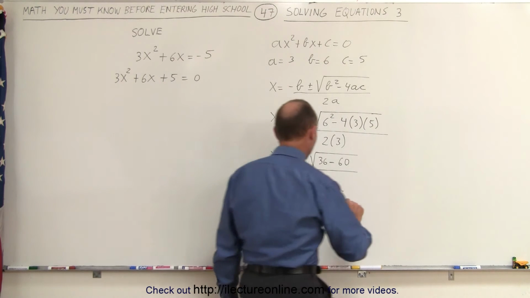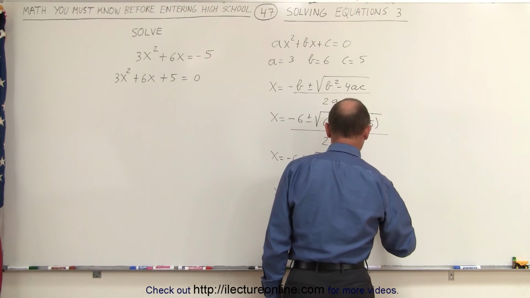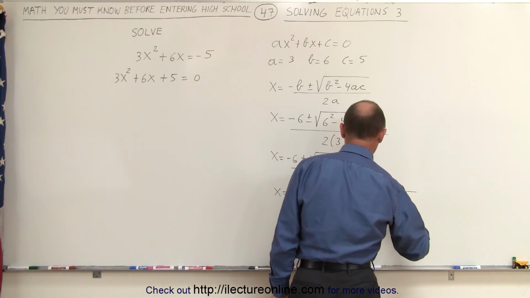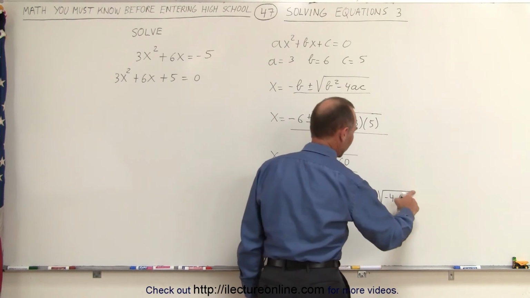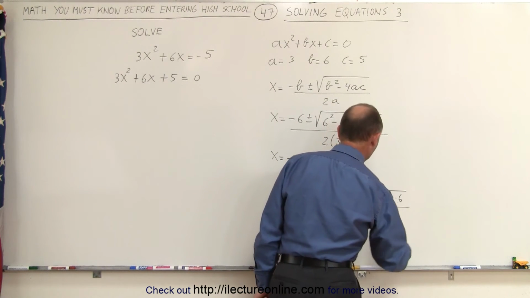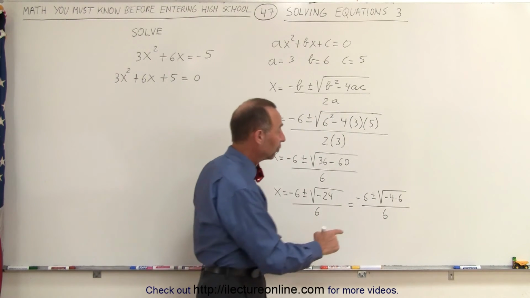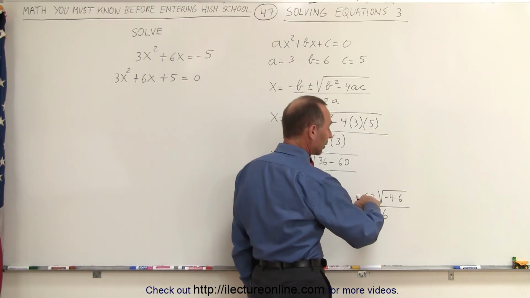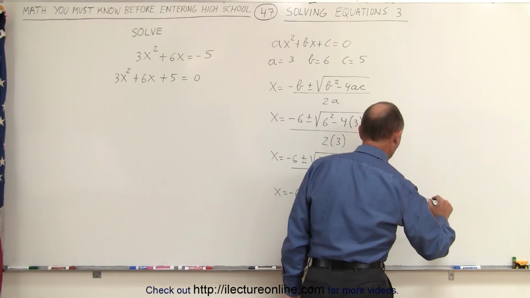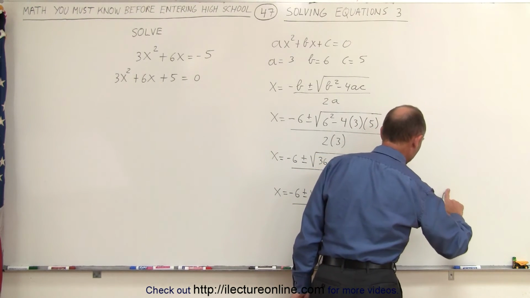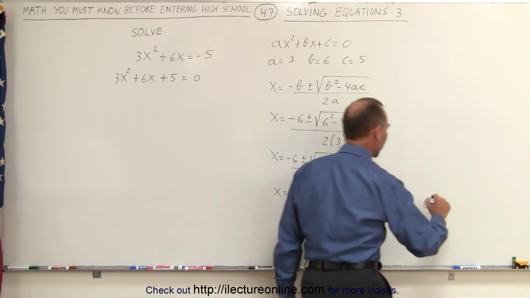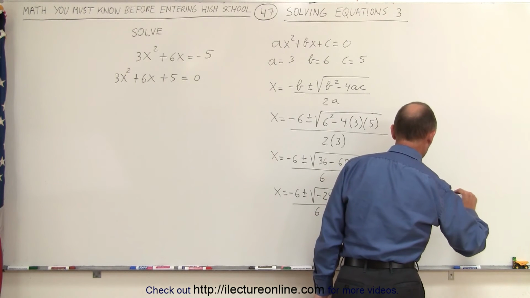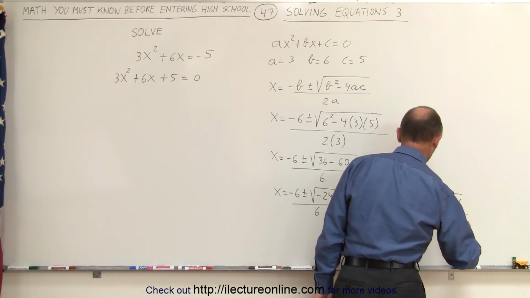Simplifying that a little bit more, we can say this is equal to minus 6 plus or minus the square root of minus, let's see here, how about 4 times 6? Yes, that's better. All divided by 6. And the reason why I wrote that is because we can take the 4 outside the radical. 4 is 2 squared, which means we can pull out a 2, times the square root of minus 6, all divided by 6.